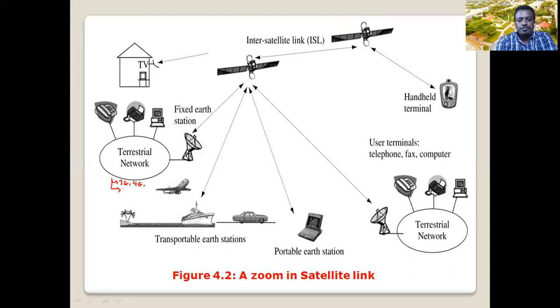It can be a PSTN, public switched telephone network. It is also another type of terrestrial network. Or you can take ISDN, integrated services digital network. Here you see the users. These are user terminals.